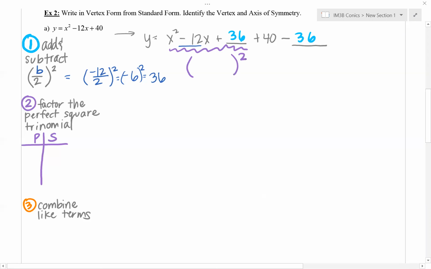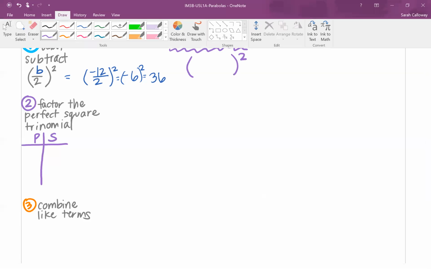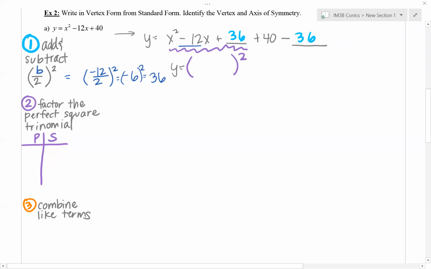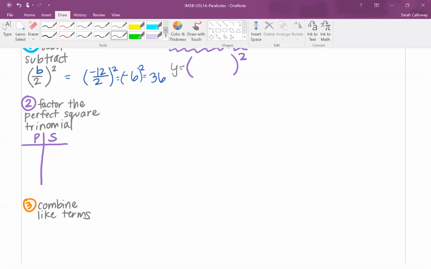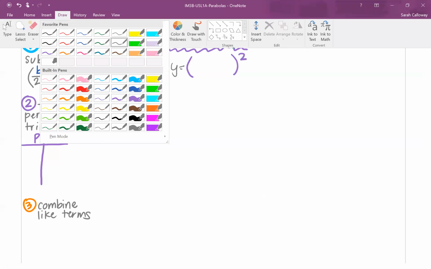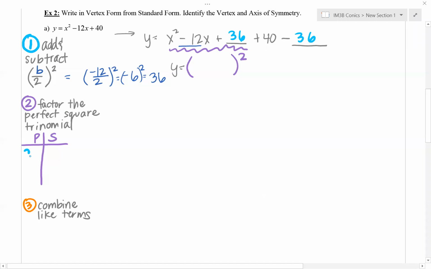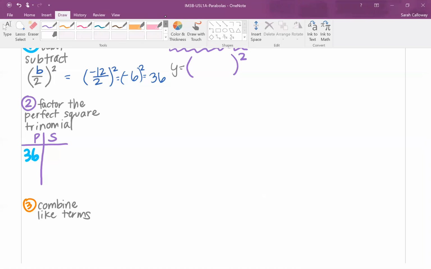Okay, so our big idea here is to have this in vertex form. And so we want to figure out what this perfect square is that we just created by completing the square. And so remember that to do this, we can just think about a product sum chart, or if you prefer, draw out a magic X. We're looking at what numbers multiply to that 36 that we found and add to the negative 12 that we used.